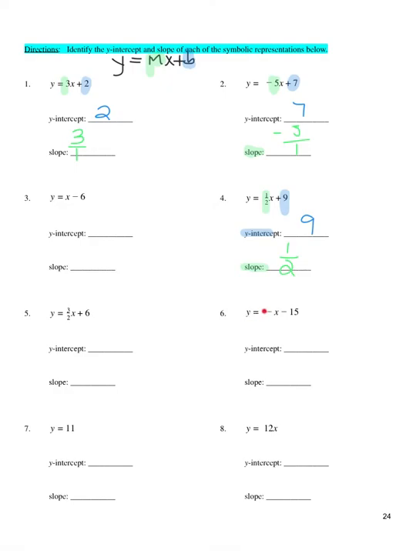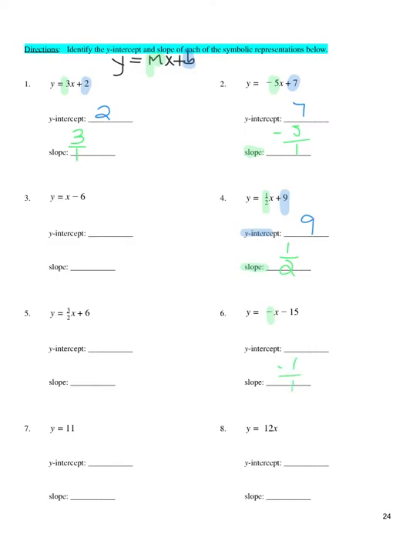So y is equal to negative x minus 15. So first I'm going to find the slope. The slope is equal to y equals mx plus b. I don't have a number here, so that means it's simply 1. So my slope right here is negative 1.